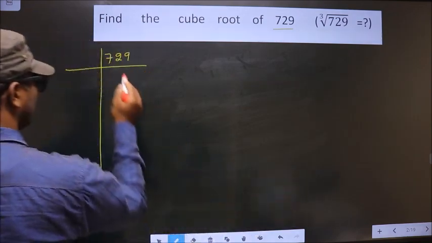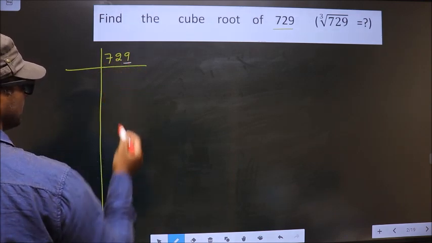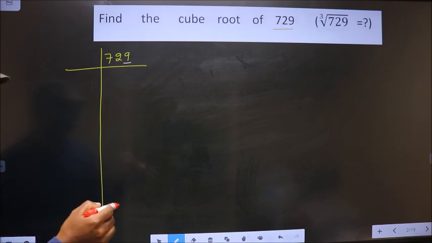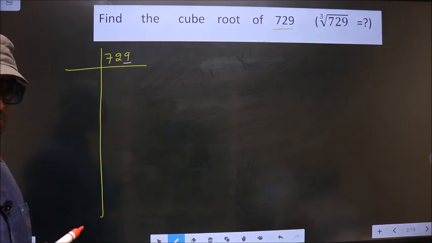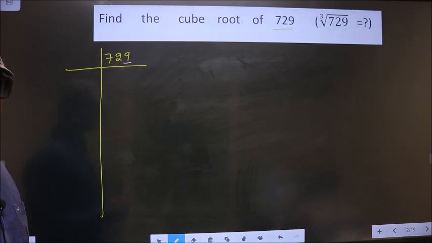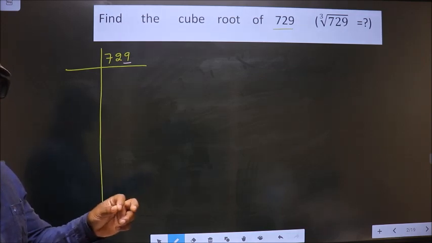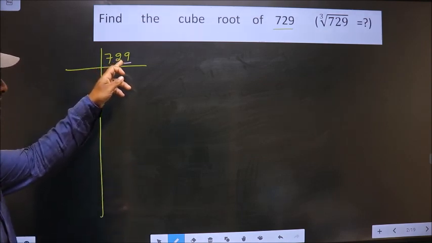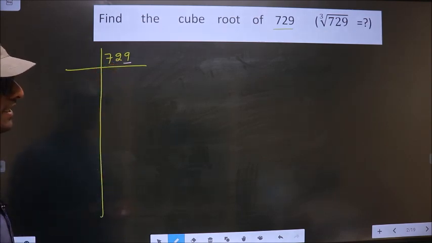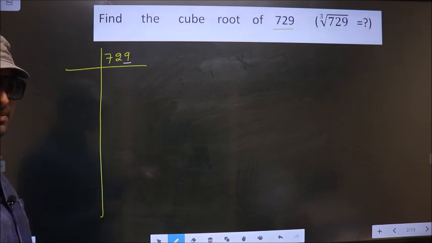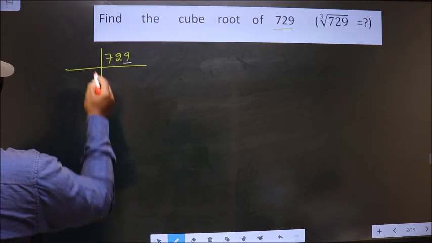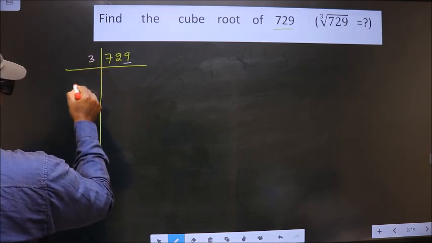Now, for this number, the last digit is 9, which is not even. So this is not divisible by 2. Next prime number is 3. To check divisibility by 3, we should add the digits. That is 7 plus 2 plus 9, we get 18. Is 18 divisible by 3? Yes. So this number is also divisible by 3. So we take 3 here.